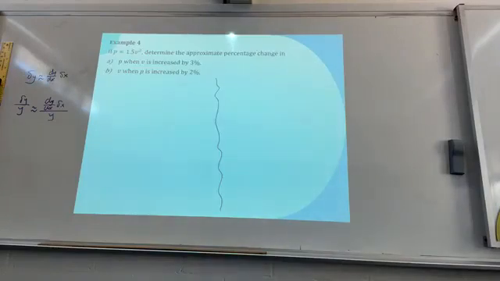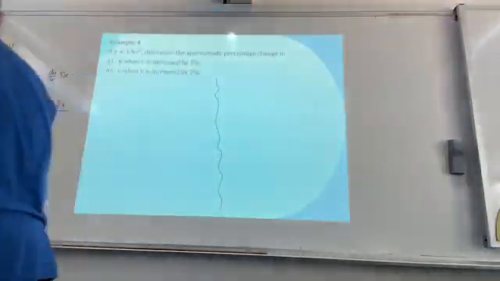So let's go straight into the example. If P equals 1.5V cubed, determine the approximate percentage change in P when V is increased by 3%. Now, how do we do it? Get your dP/dV out first.